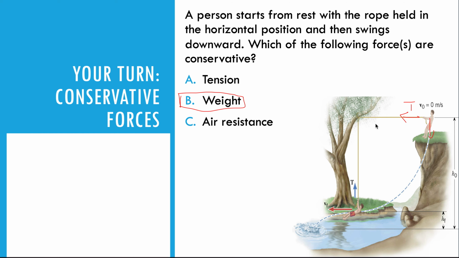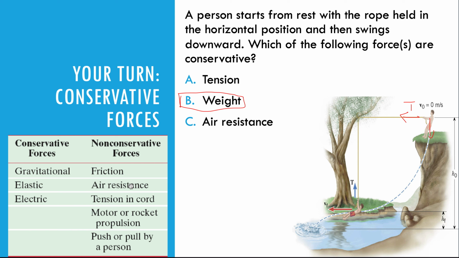I just wanted to show you this chart that shows common conservative and non-conservative forces. An additional one that we'll see a lot for the conservative forces is the electric force. We'll see that in Physics 2. Examples of non-conservative forces that we've seen are friction, air resistance, and tension. Then, let's say you have rocket propulsion, or you're pushing or pulling something, which usually you'll use a rope or just an applied force. That's going to be a non-conservative force.